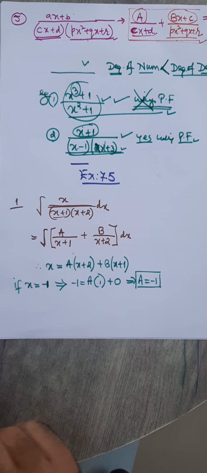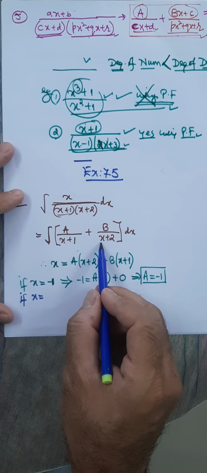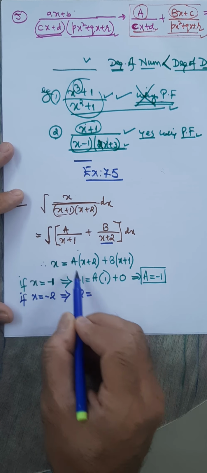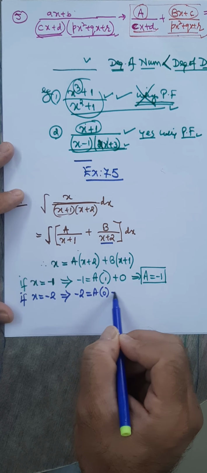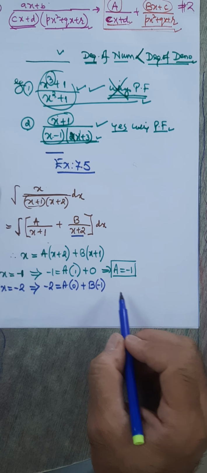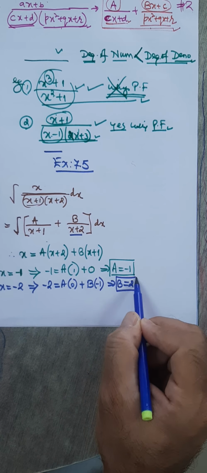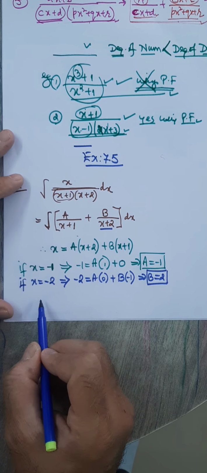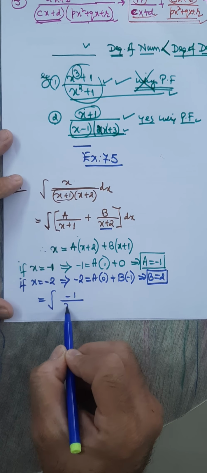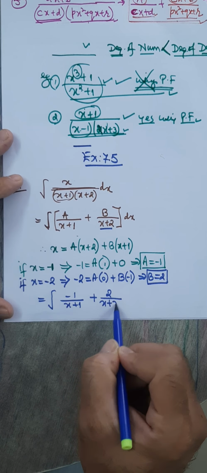That's the logic, remember. Next, how do we select the next value of x? You must have realized, take minus 2. If I take minus 2 here, left hand side is minus 2. Here a into 0 plus, if I put minus 2 here, b into minus 1. So you will get the value of b here. What is the value of b? Minus 1 will cancel, b is 2. So now, finally, the above integral becomes: what is a? Minus 1 upon x plus 1, plus what is b? 2 upon x plus 2.